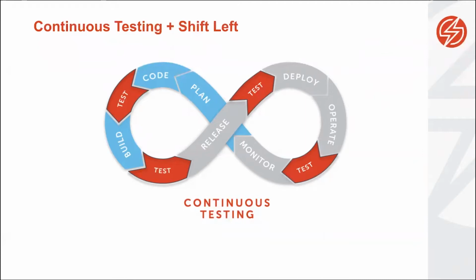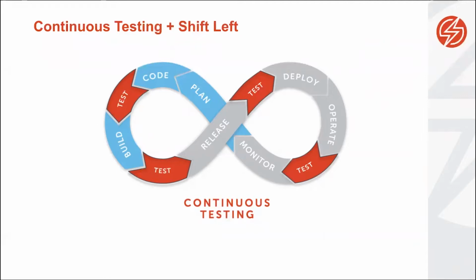So continuous testing is a best practice approach to testing that's best illustrated in this infinity loop here in front of you. It's all about incorporating more testing earlier and more often throughout the pipeline, helping you catch and remediate bugs a lot more quickly and efficiently. And so shift left is a subset in my mind of continuous testing.